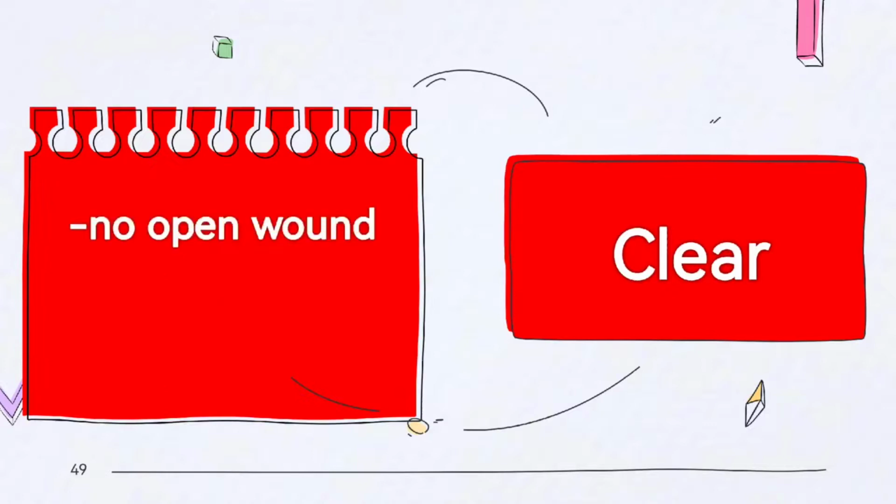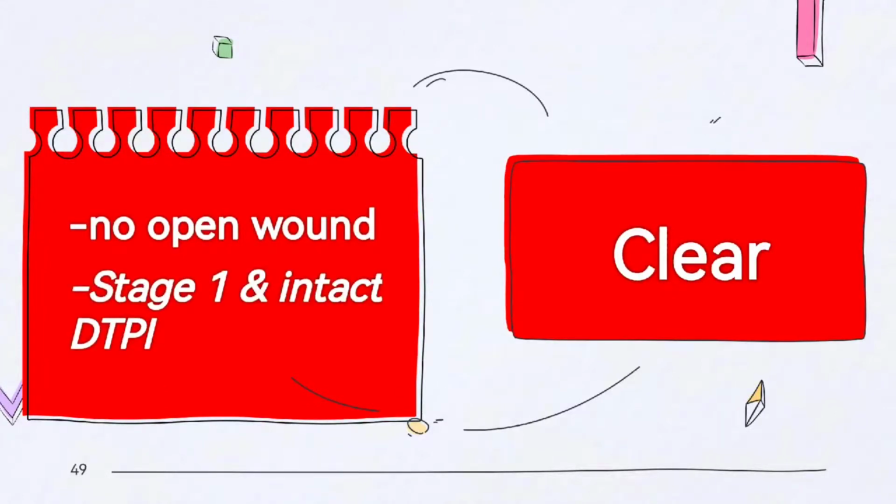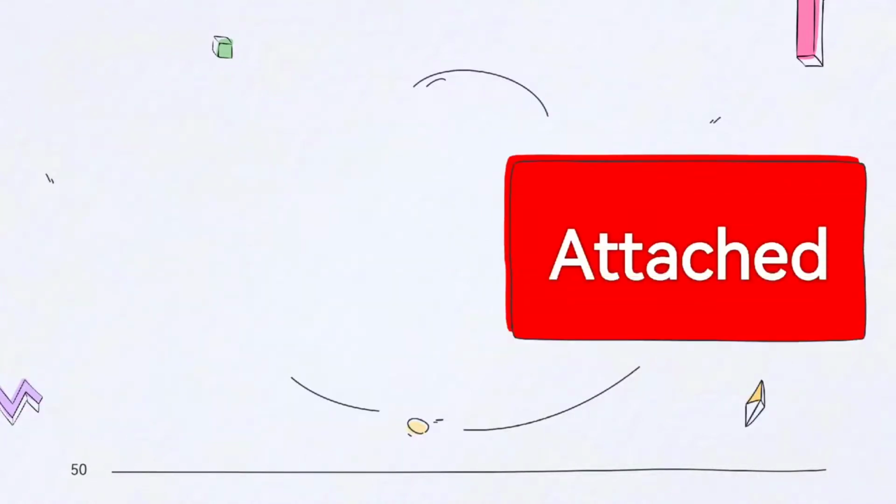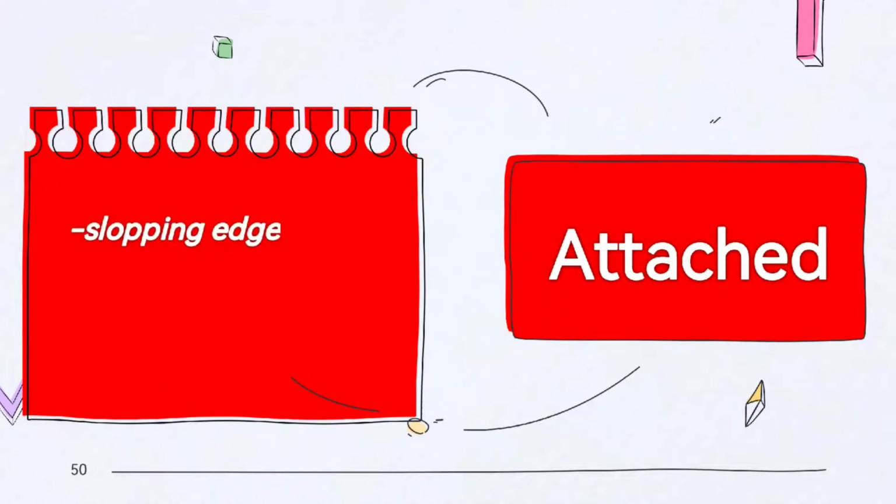Okay, now, clear. What do you mean by clear? No open wound. So this is an example only in stage 1 and intact deep tissue pressure injury. That's how you are going to identify it as clear. Now for the attached sloping edge. It's like a sliding, you know, slope. And no undermining.